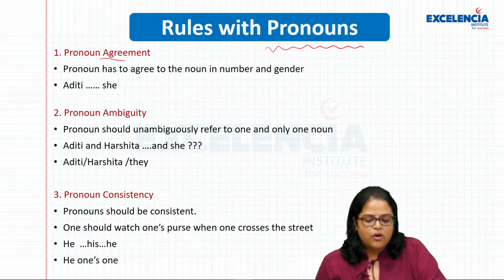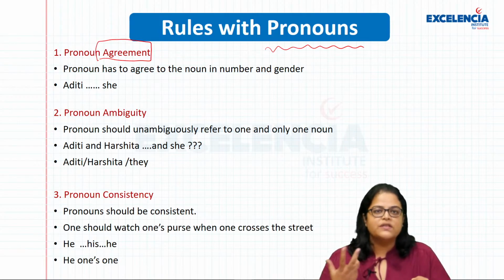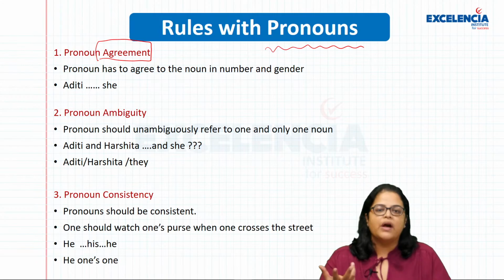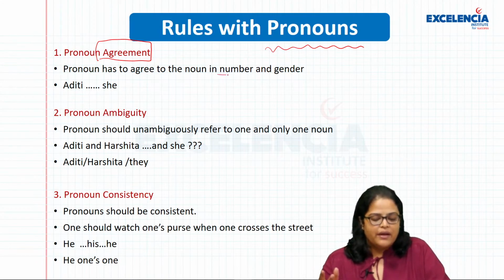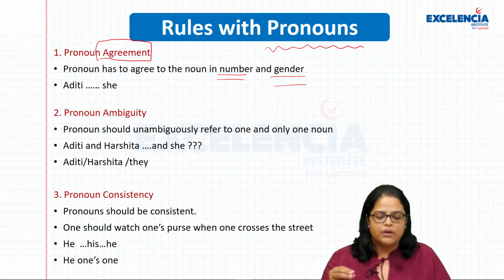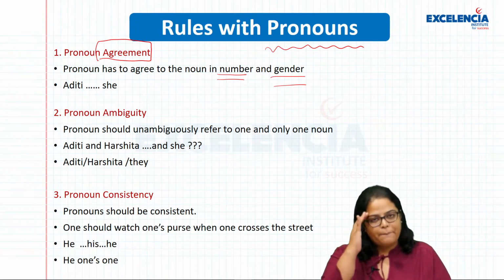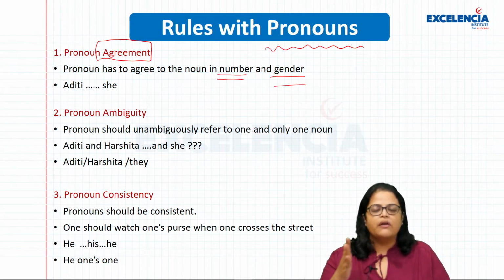The first rule is called the pronoun agreement rule. By name itself, what is a pronoun agreement rule? The pronoun agreement rule says that the pronoun has to agree to the noun in number and in gender. Obviously, that is why I was using a pronoun in the first case. So if I say Aditi is coming to my house, I will have to say she to refer back to Aditi. I can't use a they, I can't use a he. Basic common sense.